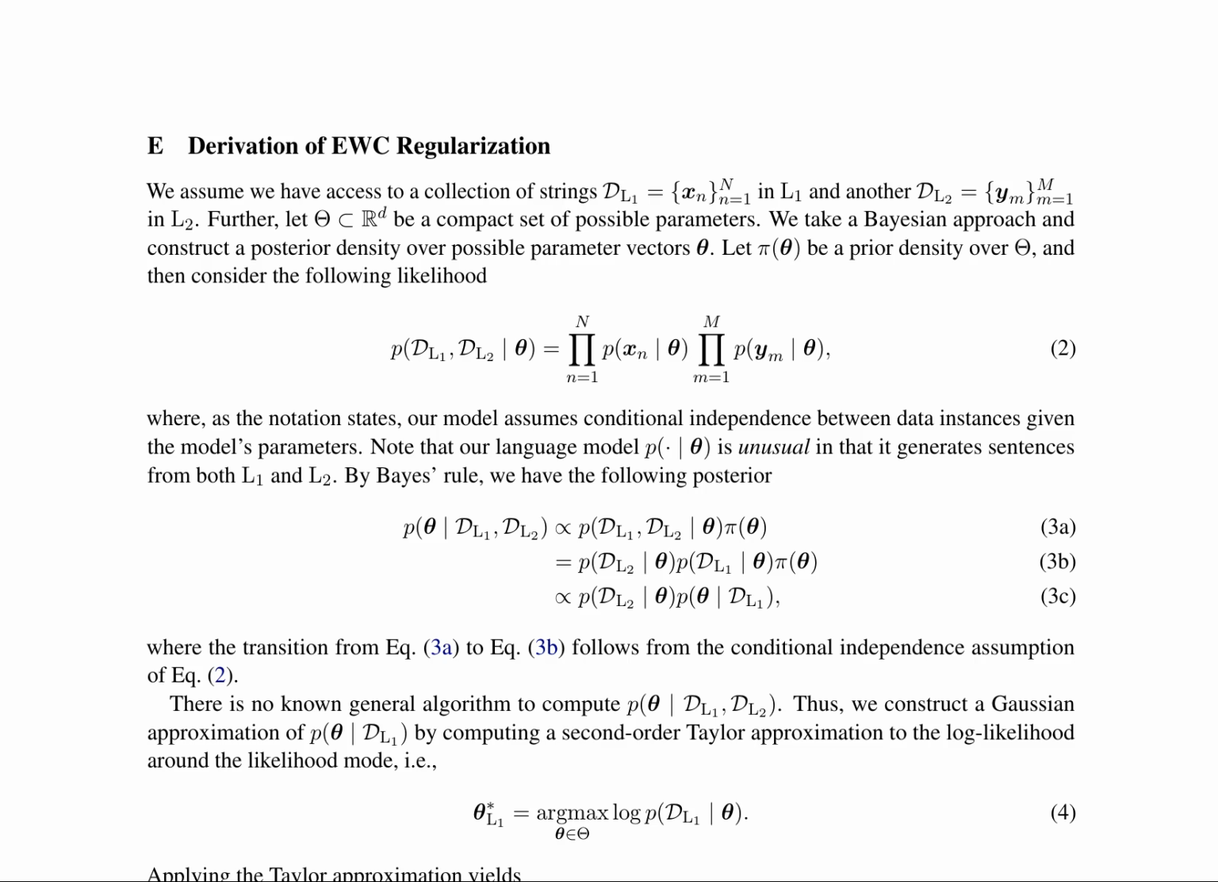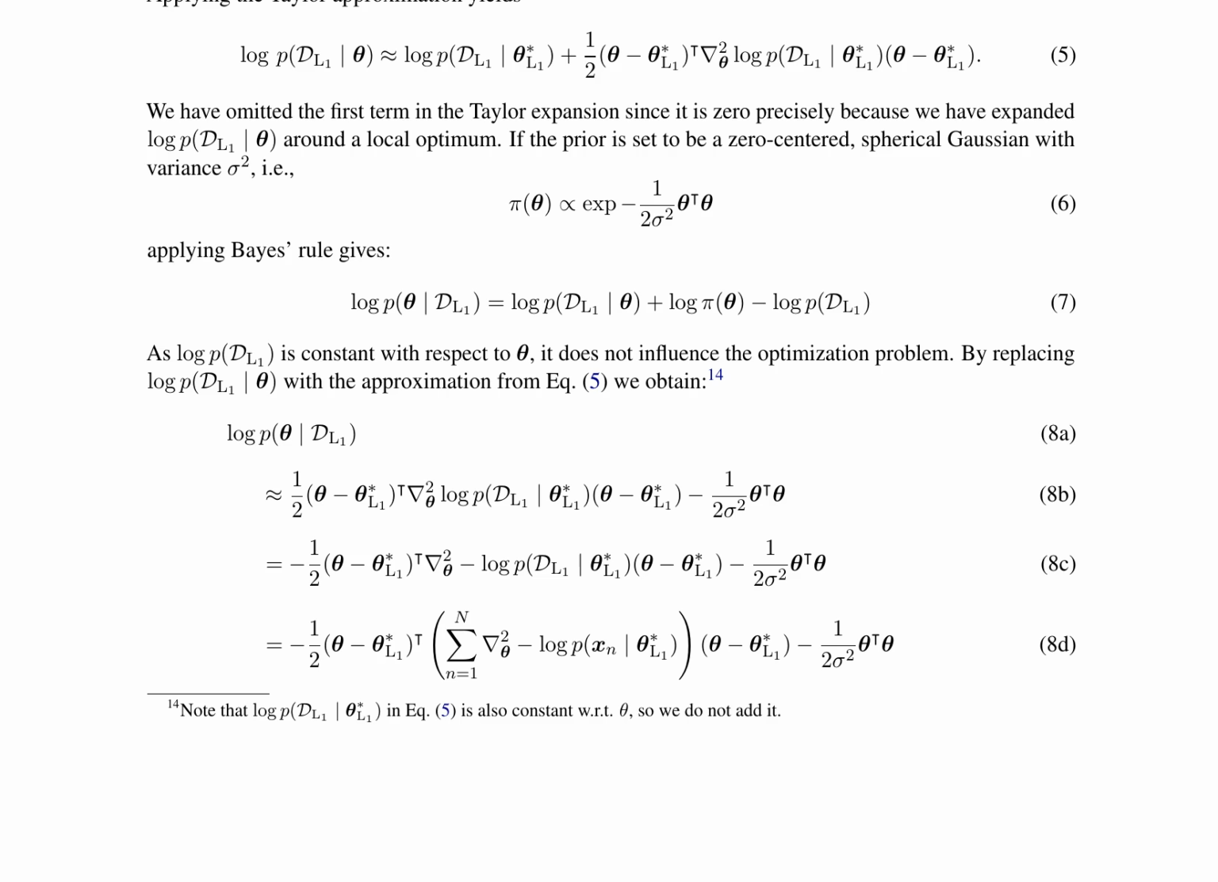The Taylor approximation yields an expression for log p(DL1 | theta) in terms of the log likelihood at the mode and the Hessian matrix of the log likelihood at the mode. Assuming a zero-centered, spherical Gaussian prior with variance sigma squared, the authors apply Bayes' rule again to obtain an expression for log p(theta | DL1) in terms of the mode, the Hessian matrix, and the prior variance. This expression is used to derive the EWC regularization term, which is crucial for preventing catastrophic forgetting in neural networks.